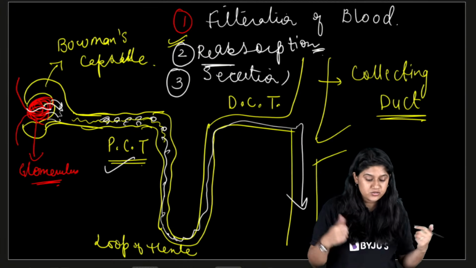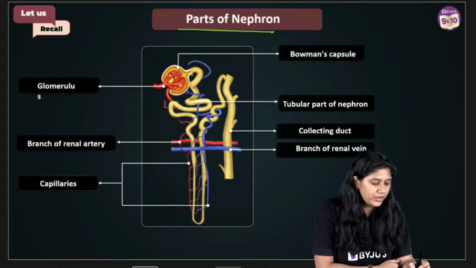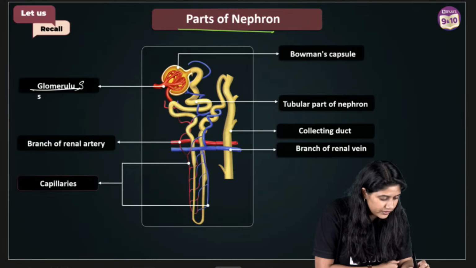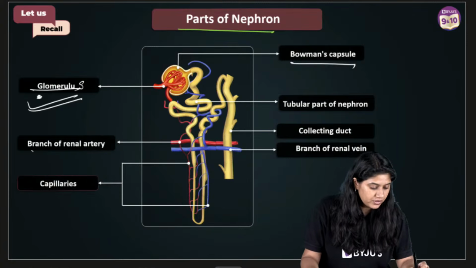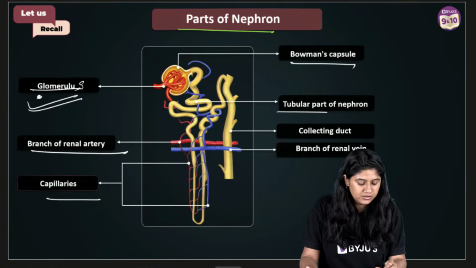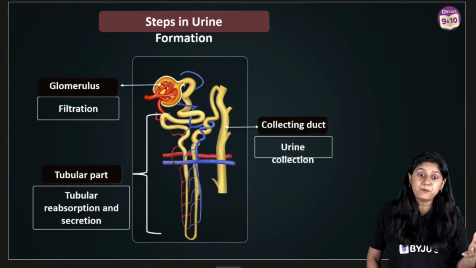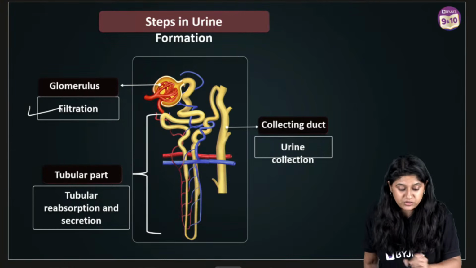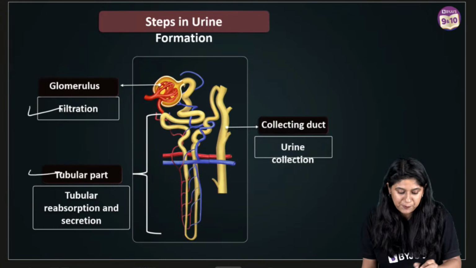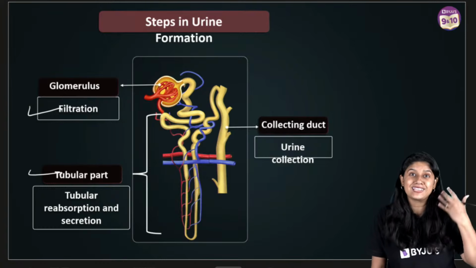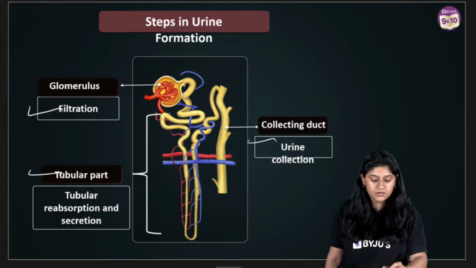Clear, everyone? Let's quickly take a look. Quick thumbs up, everyone. We have the glomerulus. Let me write over here. The filtration part: we have the Bowman's capsule, renal artery, capillaries. Take a screenshot of this, everyone. The three important steps that we have. First is the filtration, which happens in the glomerulus. Then we have the tubular part, where we'll see the reabsorption and the secretion. Then the last part, the collecting duct.